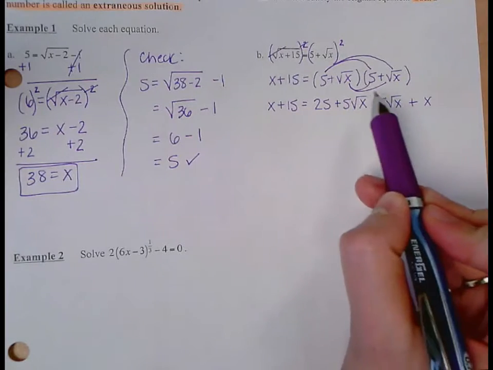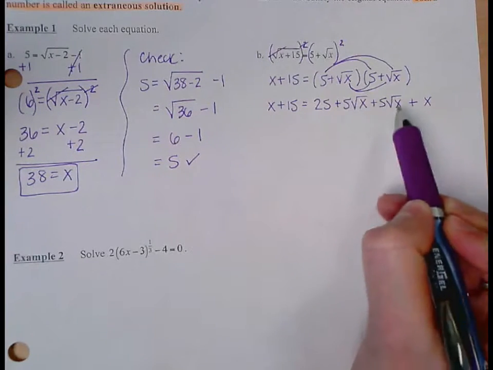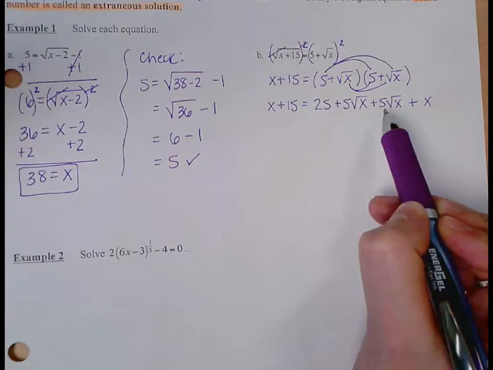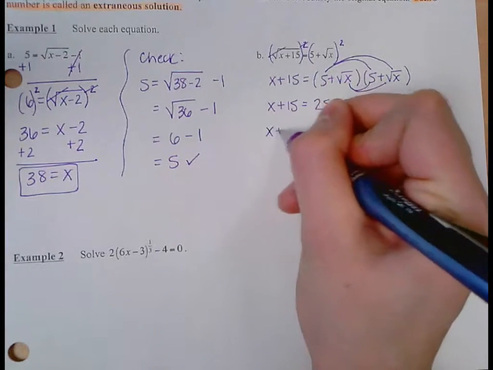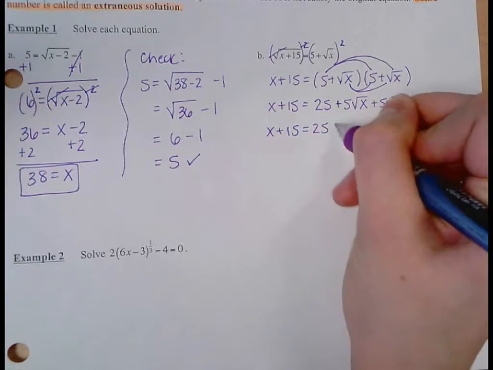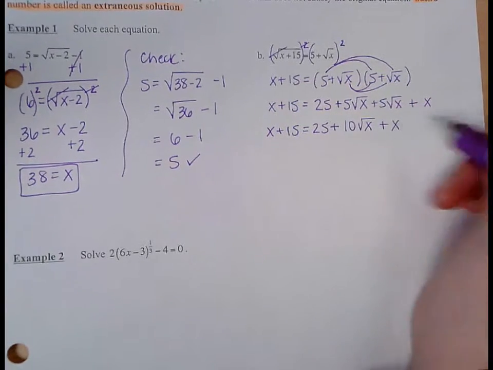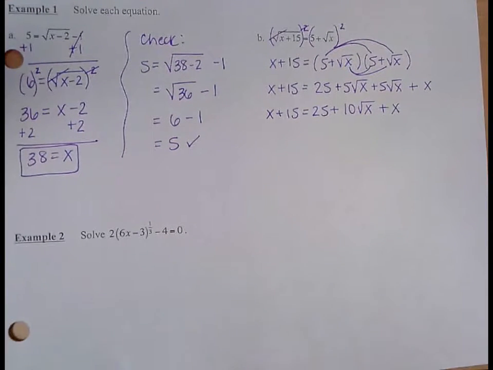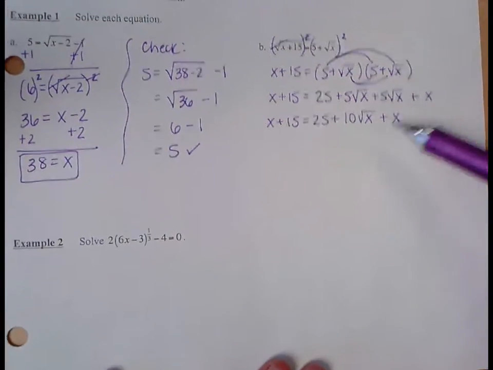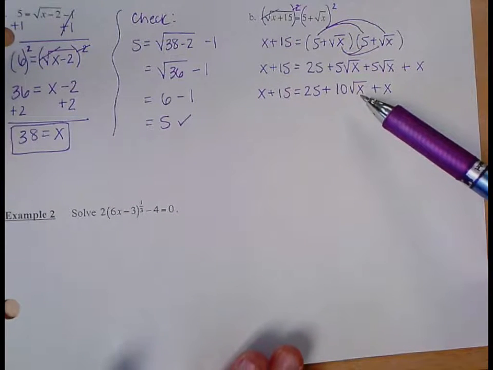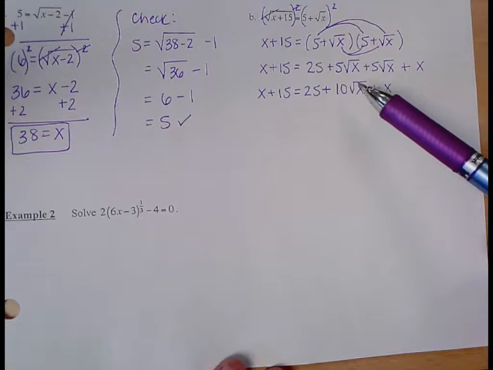Okay, but then I can combine these two middle terms, the 5 square root x plus 5 square root x. Those are like terms. So I have x plus 15 equals 25 plus 10 square root x plus x. And now, because I had to FOIL, I still have a square root in my equation, so I have to go back now to step 1 and get that radical by itself. In order to cancel it out, I need to get this by itself first.